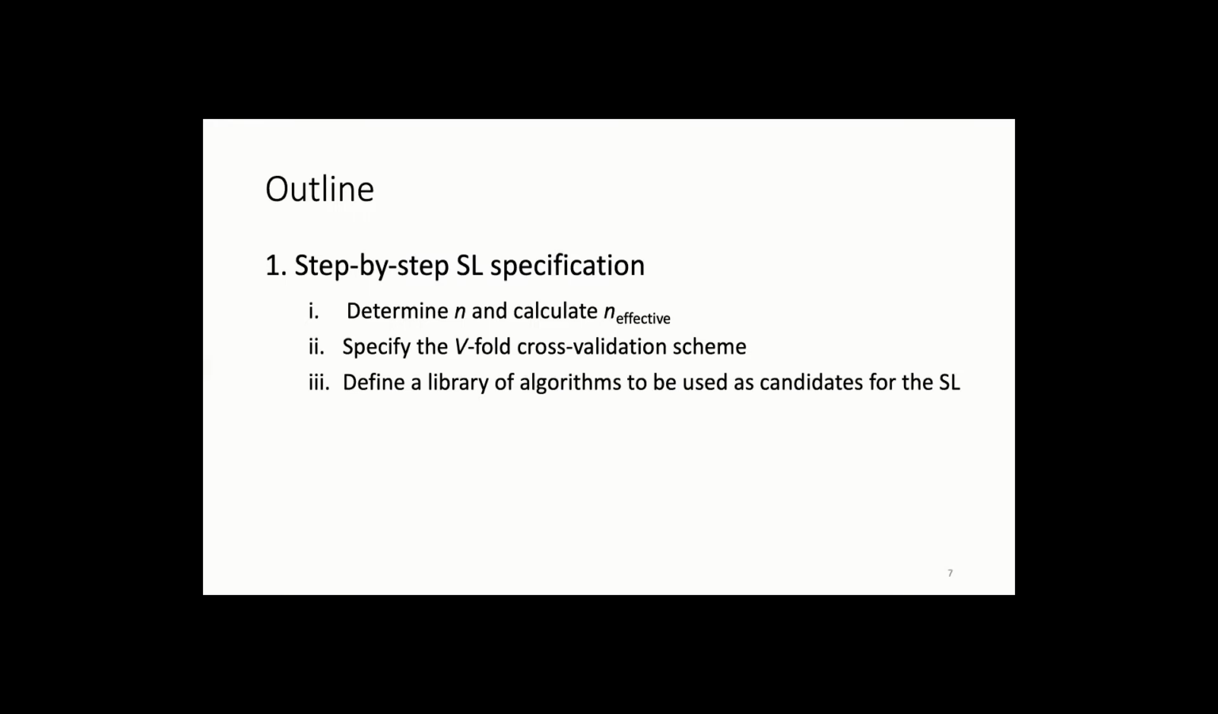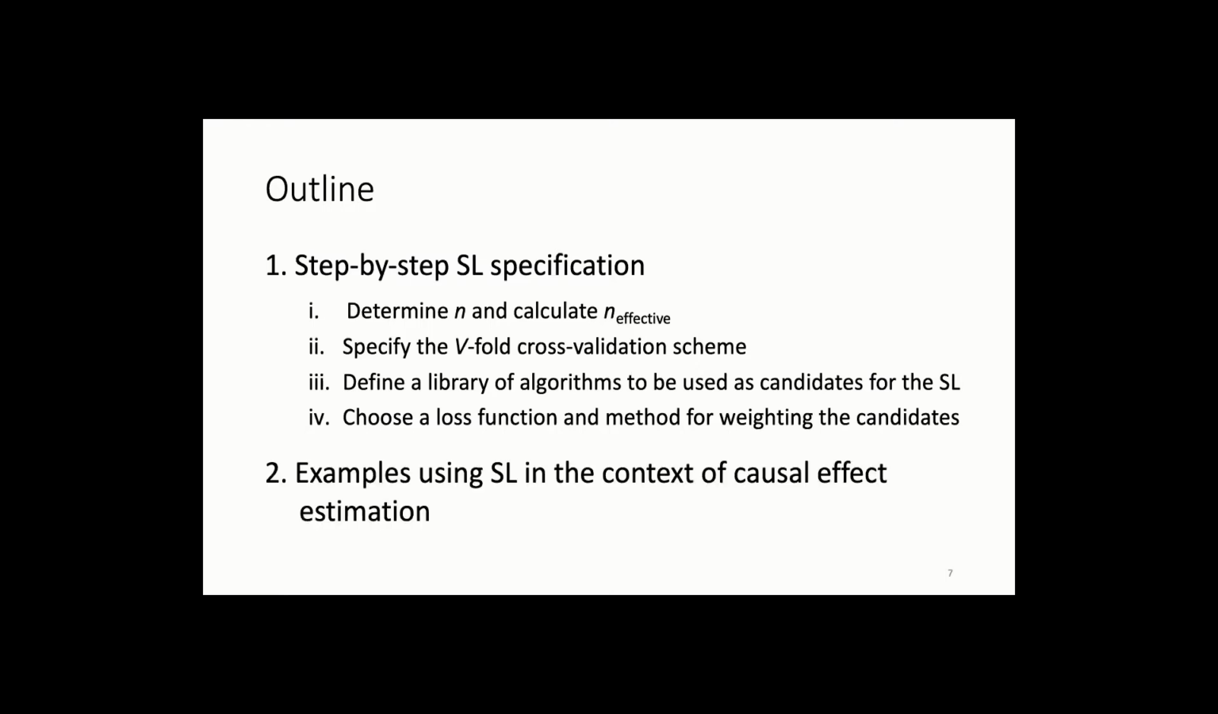So here's the outline. First, we'll go over a step-by-step specification of the superlearner, going through the flowchart. This involves determining the sample size itself and then calculating the effective sample size from it, specifying the number of v-folds for the v-fold cross-validation scheme, defining a library of candidate algorithms to be used in the superlearner, choosing a loss function and then a method for weighting these candidate algorithms. And then after this, we'll go over a few examples using superlearner in the context of causal effect estimation.